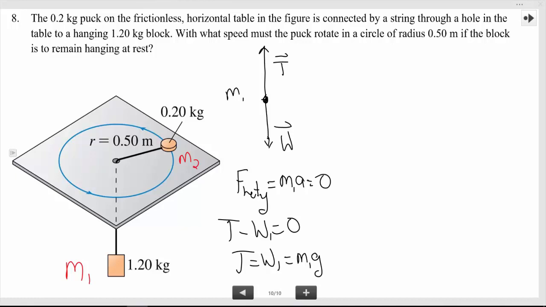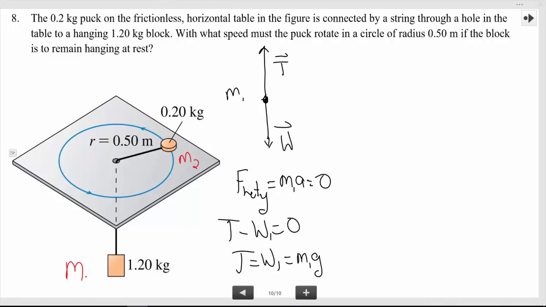If the tension did not equal the weight, then this block would accelerate downwards. If the tension was greater than the weight, then M1 would be accelerating upwards. But this is not the case, it's just being suspended or supported there. So that must be the tension in the string.